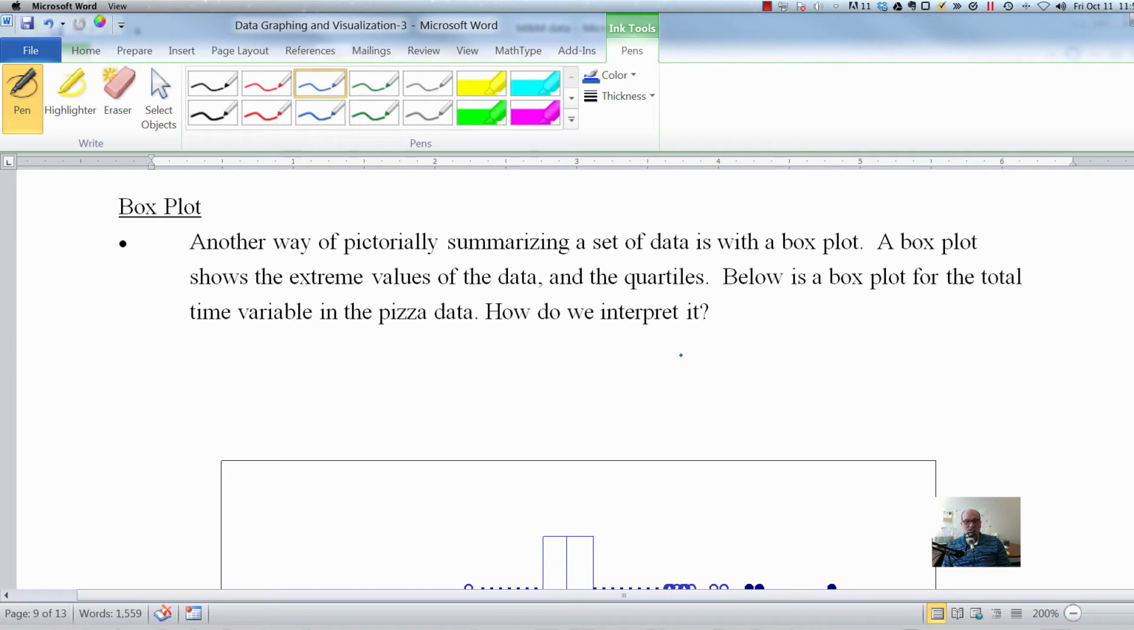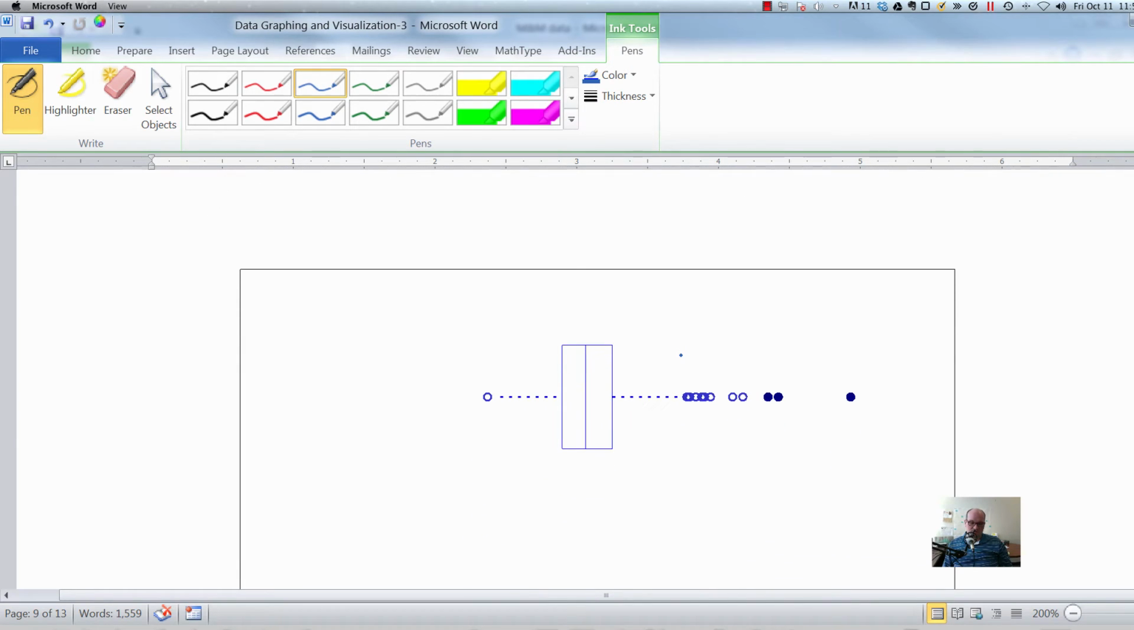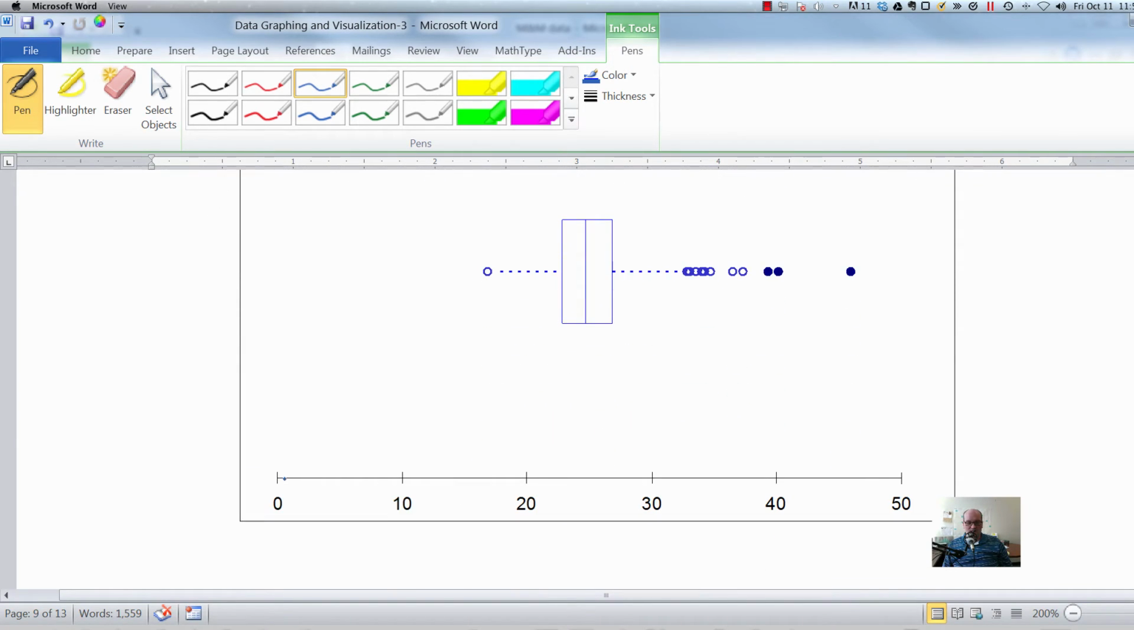So a box plot shows extreme values of the data and the quartiles. Here's an example. Along this axis, again, is the measurement, so here would be like time. This is a bad plot because the axes were not labeled. You should always label your axes. So this is time, our continuous measurement that's going across.